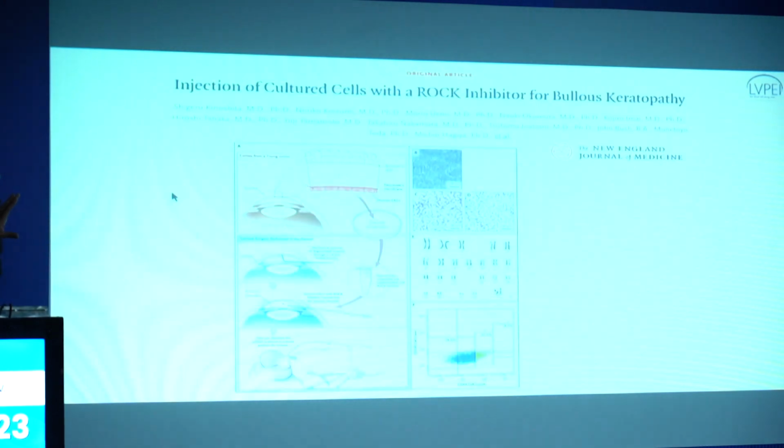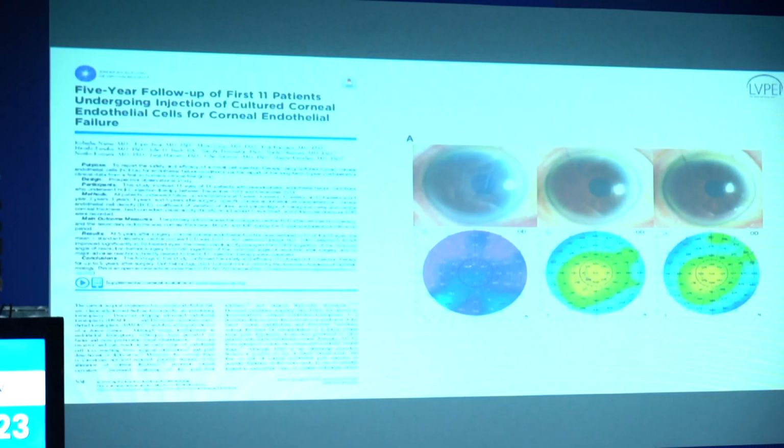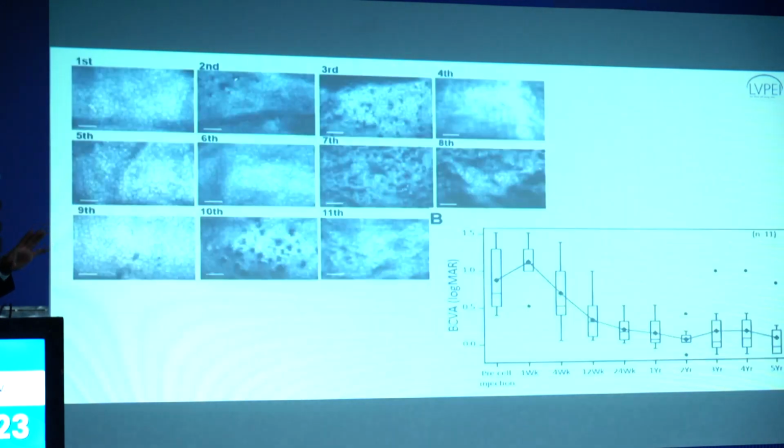But the real exciting news is from Kinoshita's group, which came out with this paper about 5 years ago in 2018. All of you remember this paper about cultured endothelial cells with a ROCK inhibitor. And 2 years ago, they reported the 5-year outcomes of the initial 11 patients who had endothelial cell transplantation following culture in the laboratory. And it seems that 10 out of 12 patients are still doing very well from the initial cohort with sustained improvement in visual acuity, though the morphological features in the endothelium are not exactly very good.